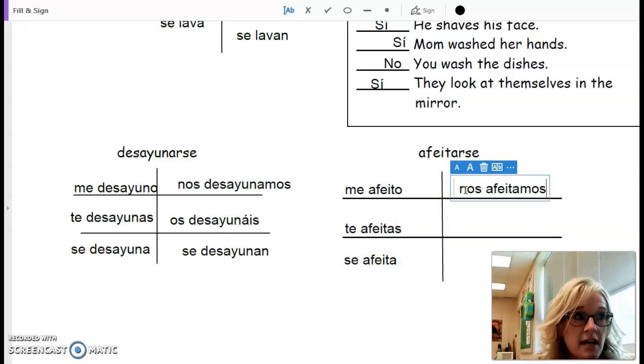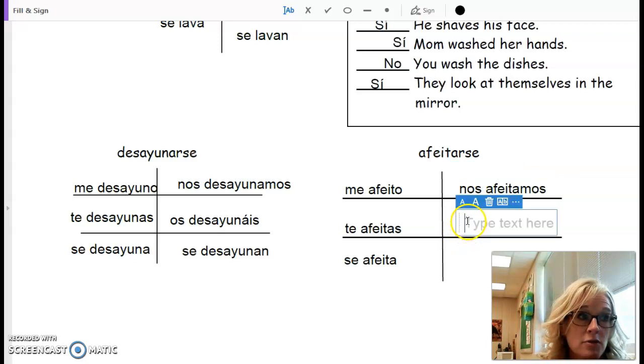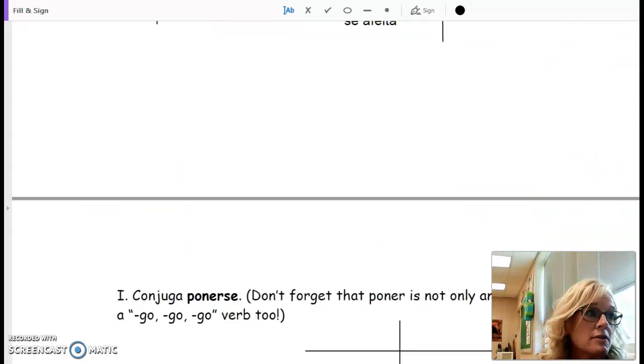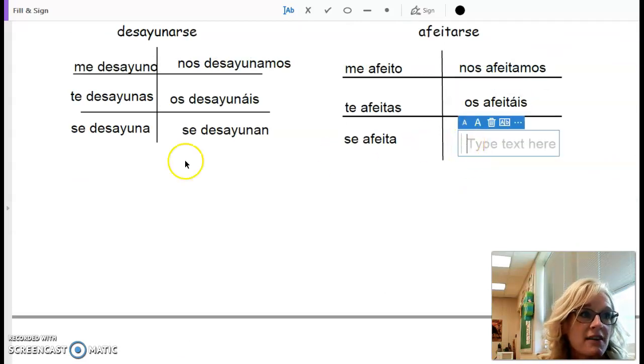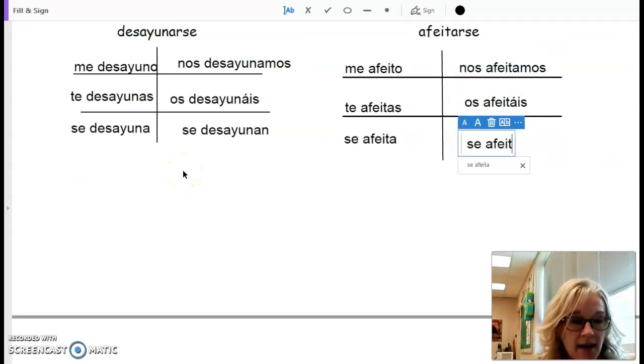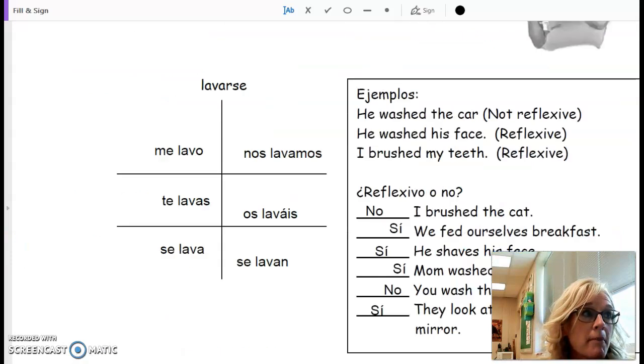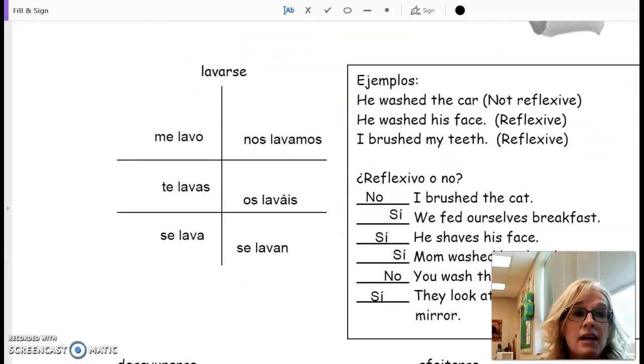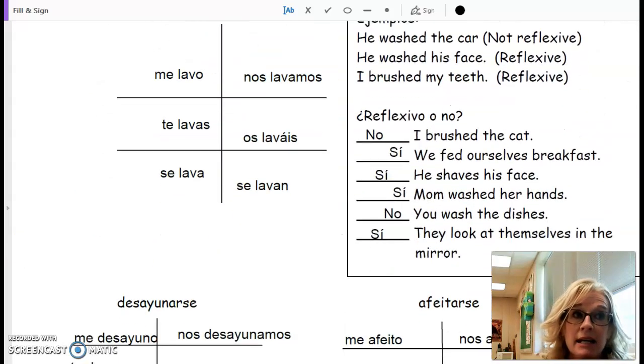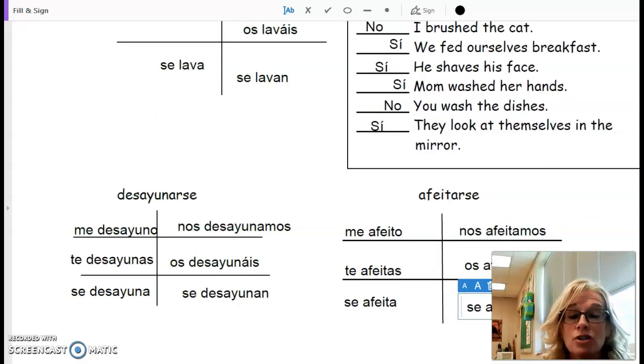Nos afeitamos. We shave ourselves. Os afeitáis. Y'all shave y'all selves. And finally, oops, lo siento. Finally, they shave themselves. Se afeitan. Okay? So these were all examples of AR verbs. And again, if you guys can just remember the me, te, se, nos, os, and se at the beginning. And again, it's something that you're doing to yourself, like usually daily routine items.